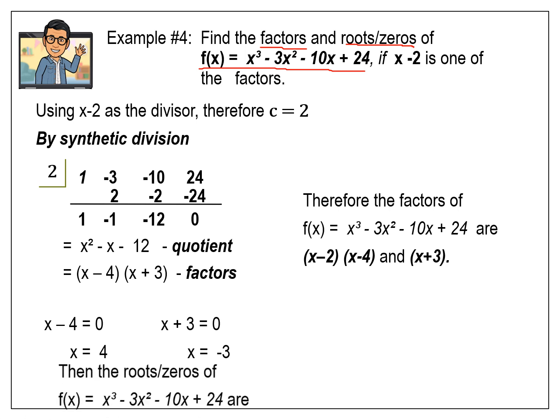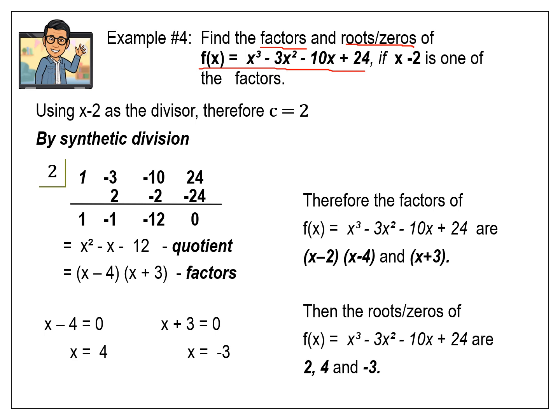So the roots or zeros of the polynomial function x cubed minus 3x squared minus 10x plus 24 are 2, where it came from x minus 2, and we have 4 and negative 3.